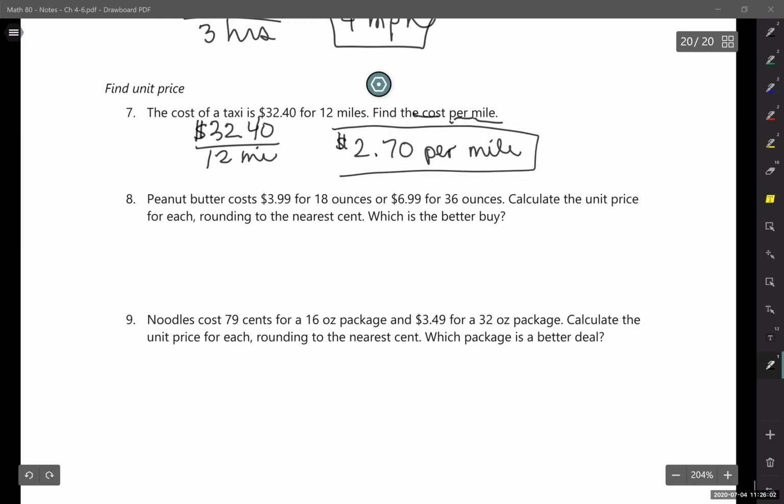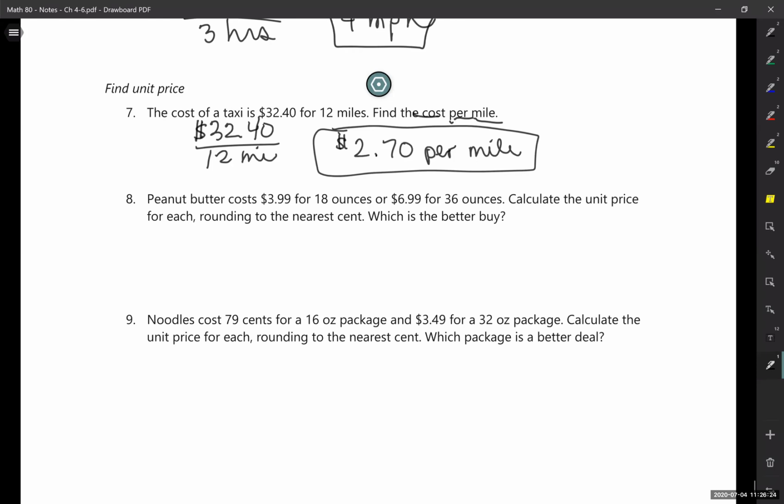I have the dollars and I have the miles in my answer. Okay, the reason this is handy, number 8 and number 9, this is really the most reason the unit price is handy in real life. And so what happens is we have these two different containers of peanut butter.